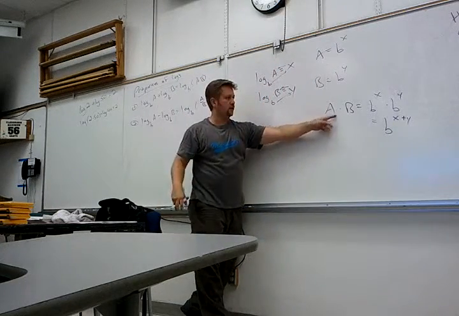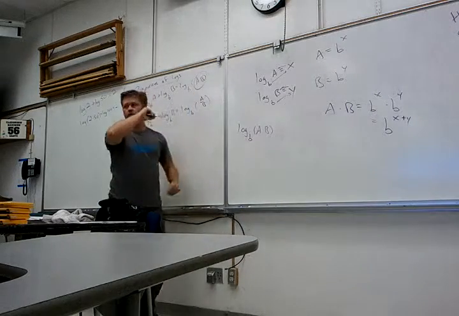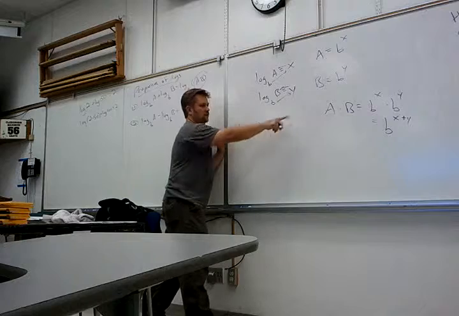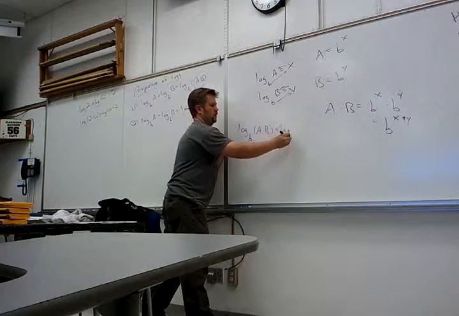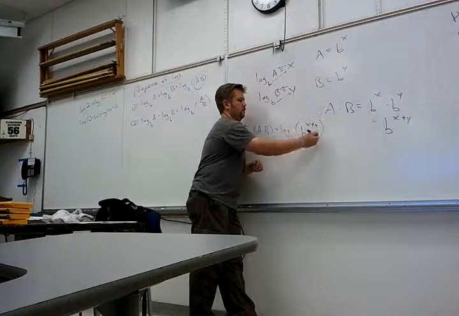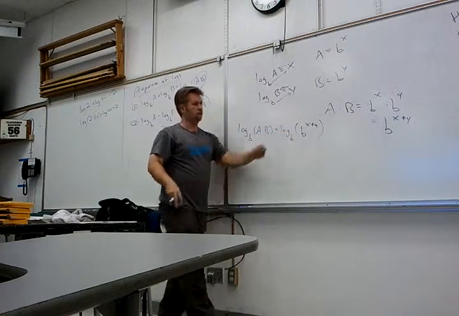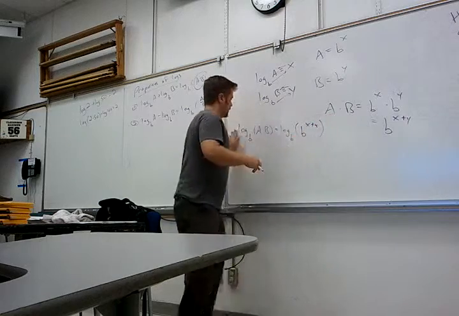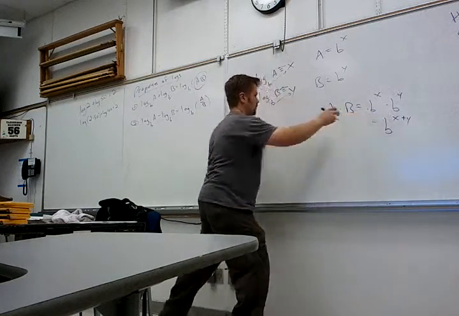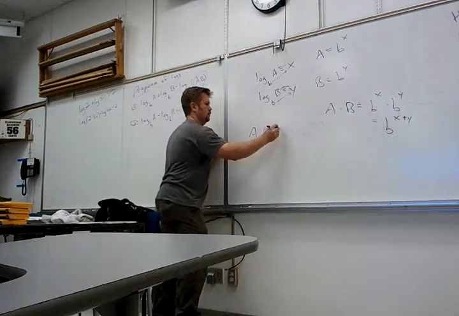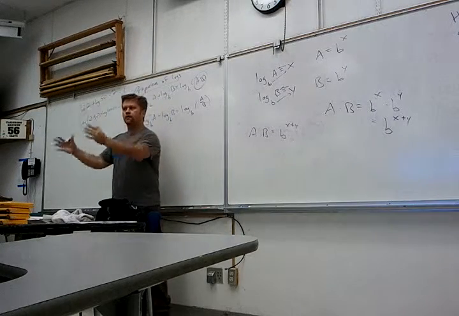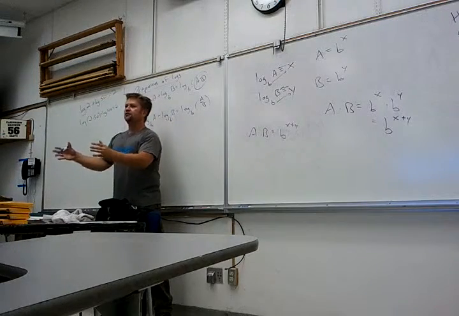Big deal. So what is a times b? That's really the big part here, right? A times b is that mess. So what's log base b of a times b? It's equal to log base b of b to the x plus y, right? Are you with me? Let me go back a step. What does this really say? This says that a times b equals this. Is that cool? If I do something to one side, I have to do it to the other side.